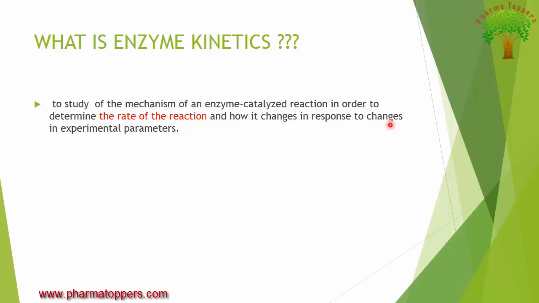And how it changes in response to the experimental parameters. Experimental parameters means if we increase the temperature, does it affect the rate of reaction? Yes. If we decrease the temperature, does it affect the rate of reaction? Yes. If we lower the pH, does it affect the rate of reaction? Yes. These are the various experimental parameters that are always studied in order to study the rate of reaction, and this study of the rate of reaction is called enzyme kinetics. Enzyme is a word, kinetics is a word; merge both, it is just to study the kinetics, how the enzyme is proceeding the reaction.